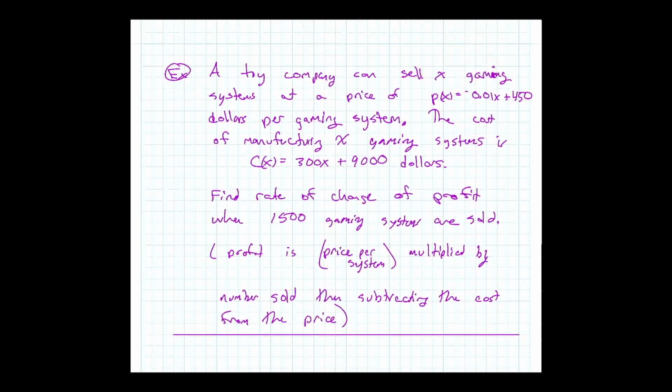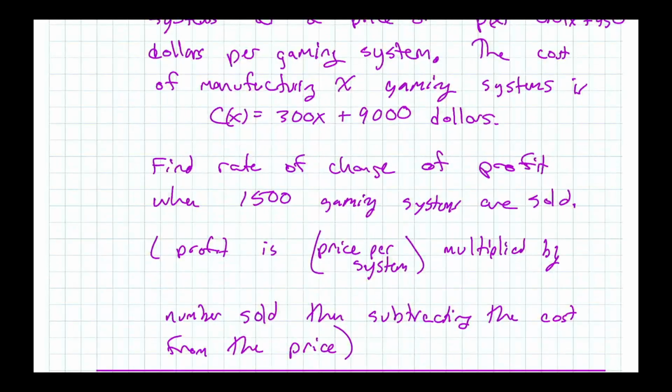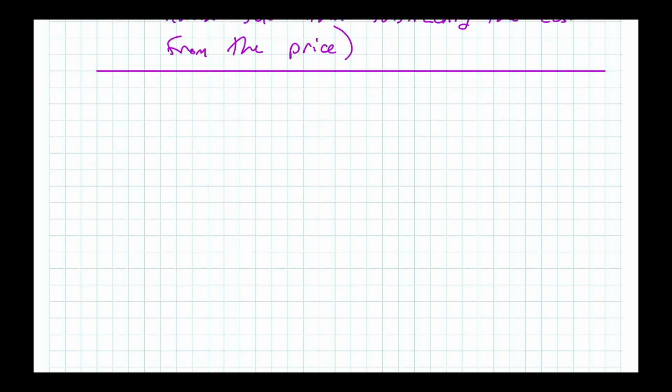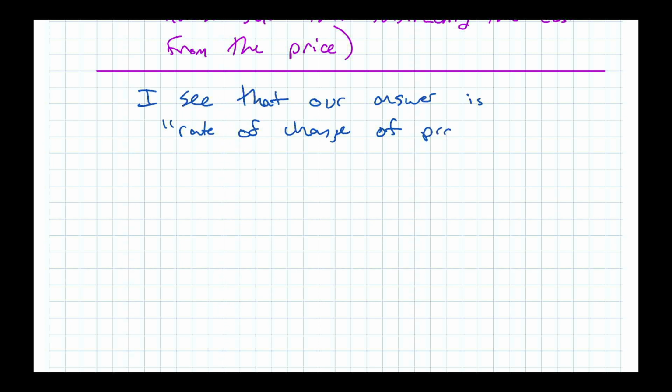So when I'm looking at this, what I notice is, first of all, what they're asking me to find. They say find the rate of change of profit when 1,500 gaming systems are sold. So what that's telling me is that our answer to the question is a rate of change of profit when 1500 systems are sold.